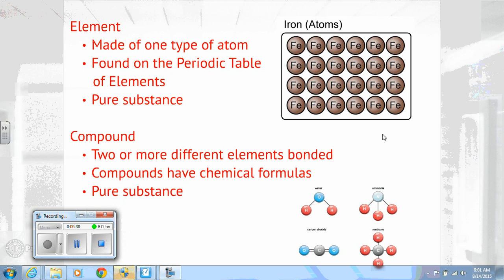Compounds are also pure substances. A compound is exactly kind of what its name sounds like. It's where you take two or more of something. In this case, it's two or more different elements bonded together. That is what we would call a compound. Compounds also have chemical formulas, and we're going to talk more about a chemical formula and how to analyze those. But a compound and an element are both pure substances.